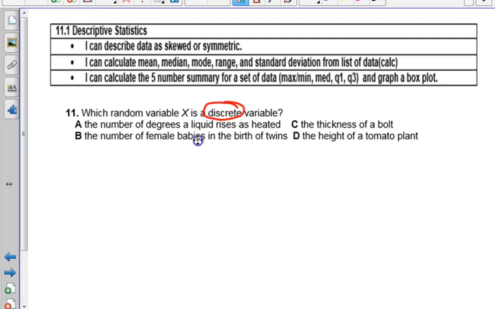Okay. So the degrees of temperature you could measure to the nearest tenth or hundredth of a degree. Thickness of a bolt you could measure to the nearest thousandth of a whatever, millimeter or centimeter or 1/64th of an inch or whatever you're going to do. Height of a tomato plant could be measured in smaller units. Okay.